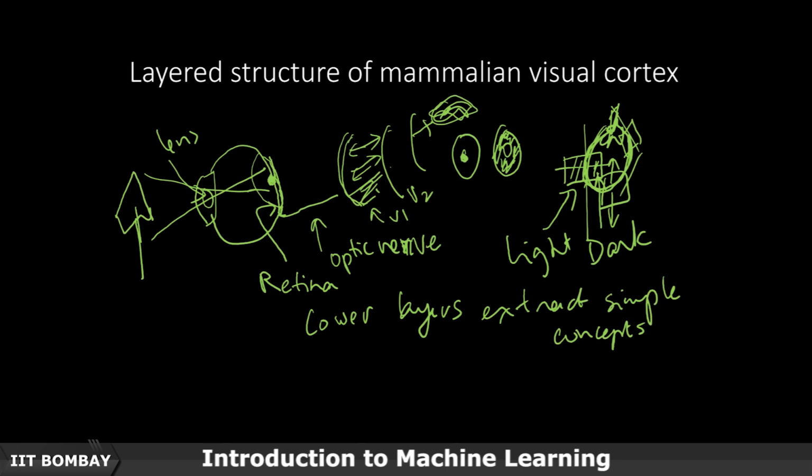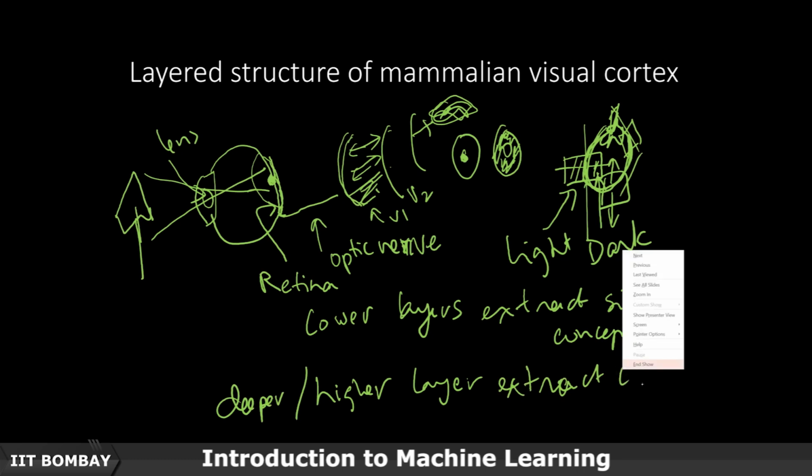Okay. And then higher layers extract more complex context, and higher layers even do higher level thinking for us. Higher layers, or deeper layers, let's say higher or deeper, extract more complex concepts.